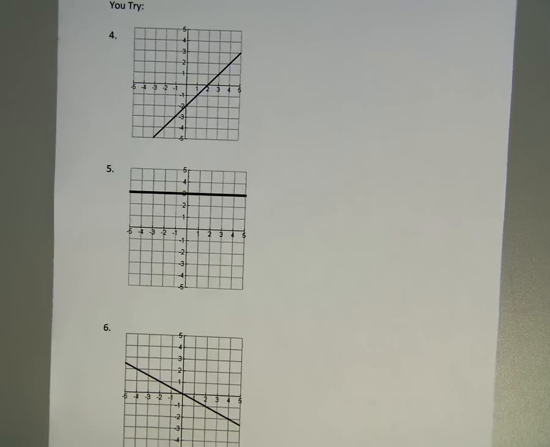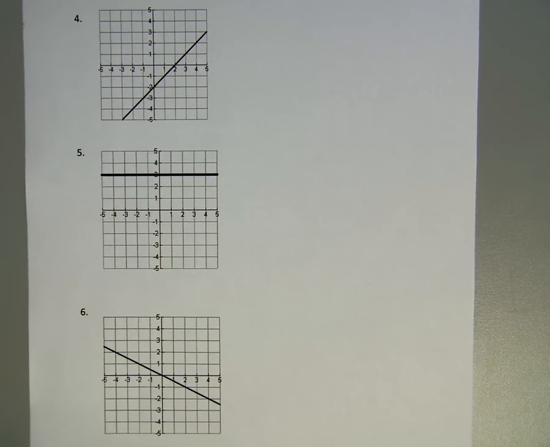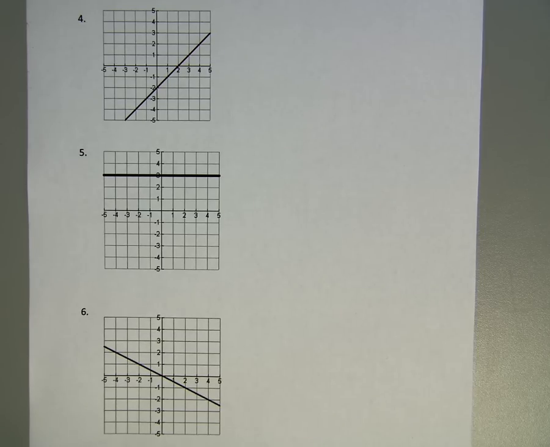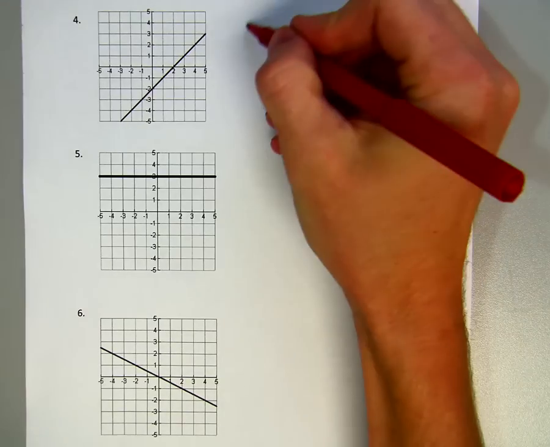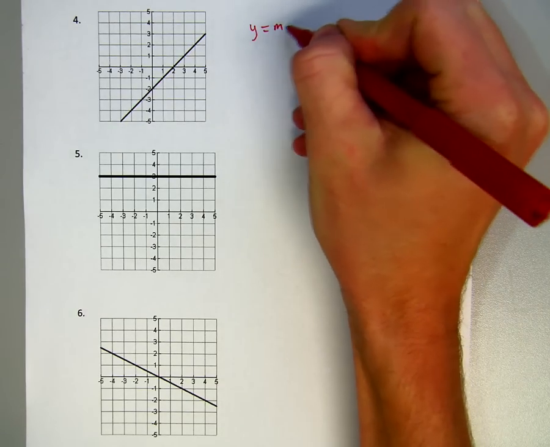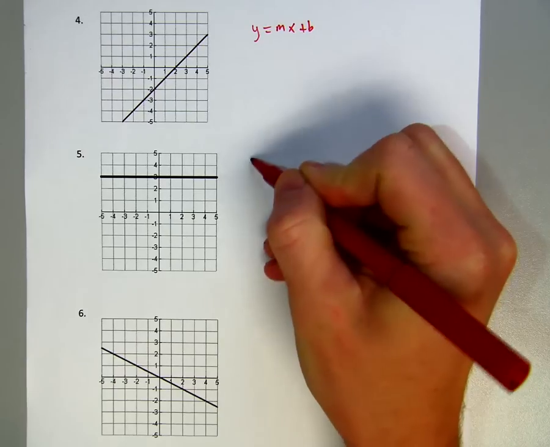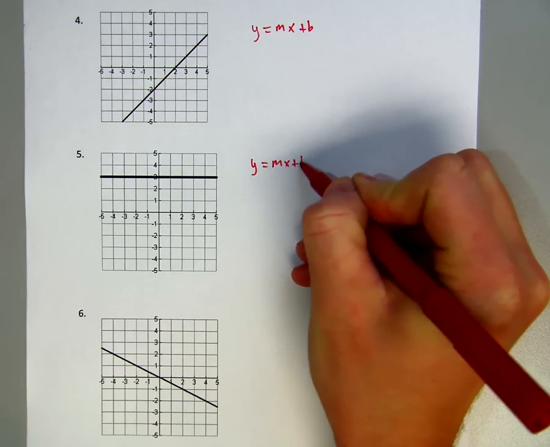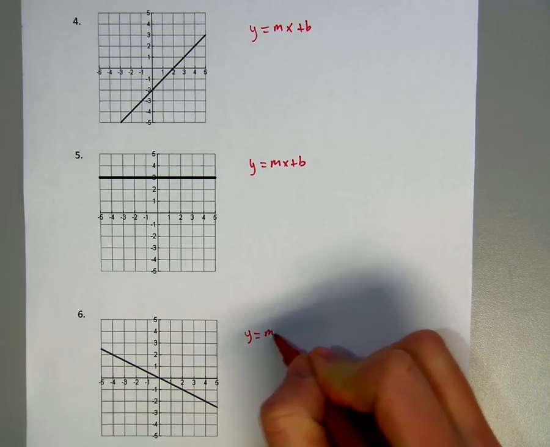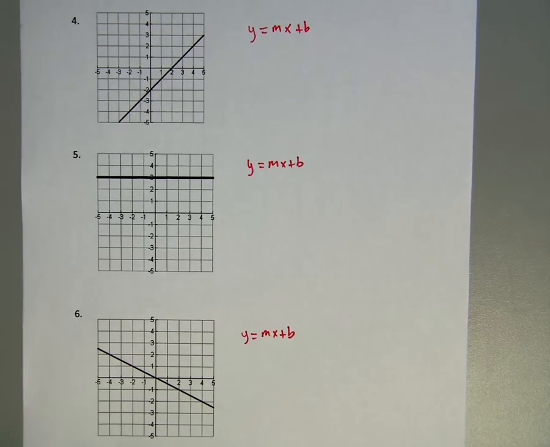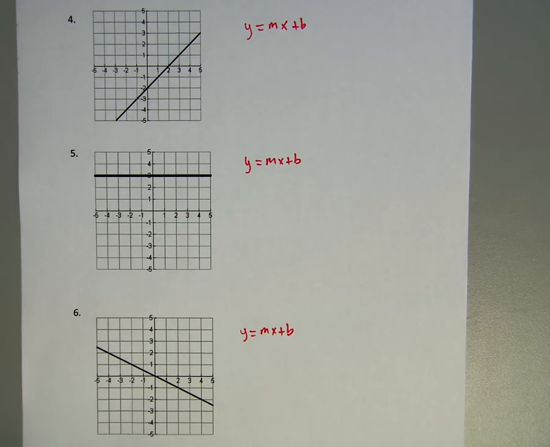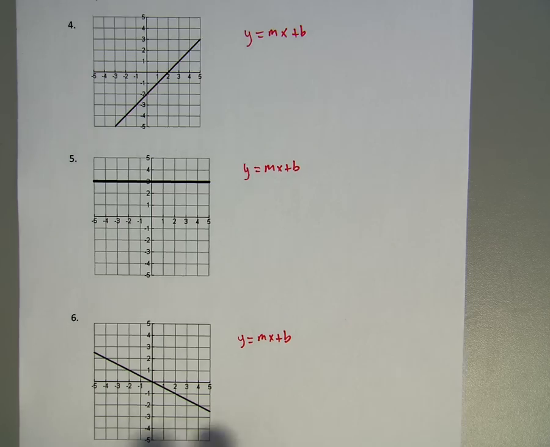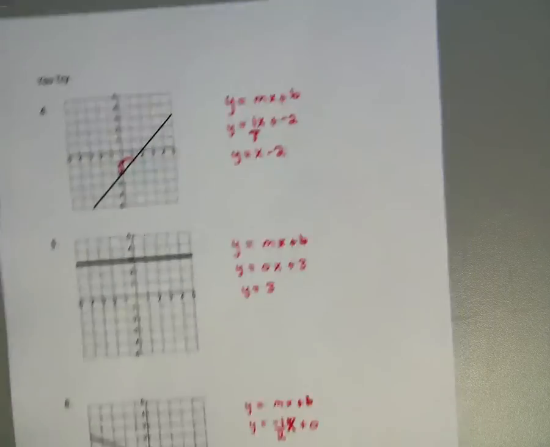What I'd like you to go ahead and do now is try 3 examples yourself. Okay. So here are your examples. Go ahead and pause the video. When you're doing these, make sure you actually write down the original equation, y equals mx plus b, for each one of these. It's going to make it a lot easier for you to think about what needs to go there. So again, pause your video, try them, and let's see how you did.